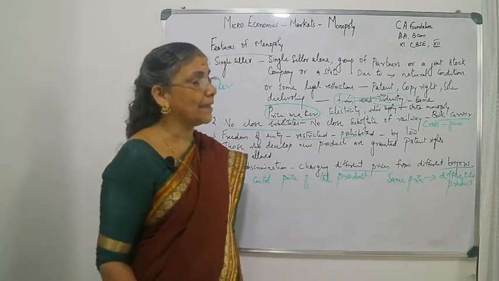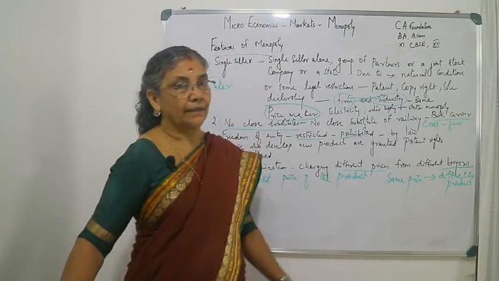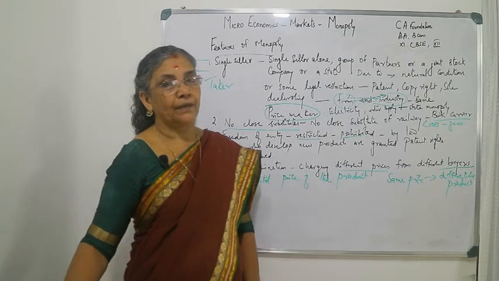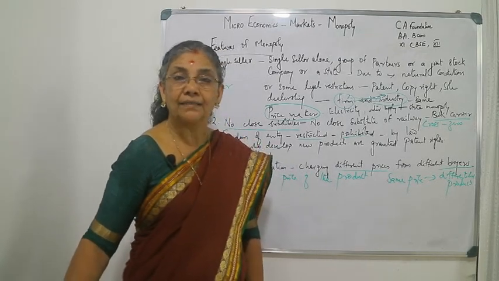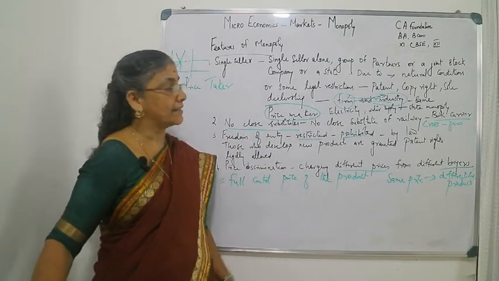And he is a price maker, as he can fully control the price of the product. Examples are electricity, as a state monopoly, and water supply, which as a public facility is also a monopoly. And freedom of entry is restricted.